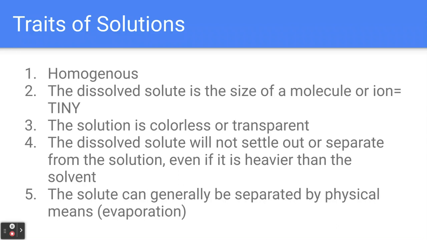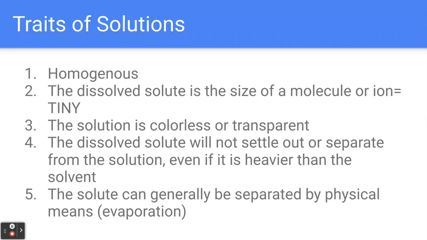It's transparent. The dissolved solute will not settle out or separate from the solution even if it's heavier than the solvent, meaning if we take something like iron(III) chloride, it has a higher molar mass than water. Even though it has a higher molar mass, that does not mean that those ions are eventually going to settle out to the bottom. Once you dissolve them in solution, they will stay in solution.